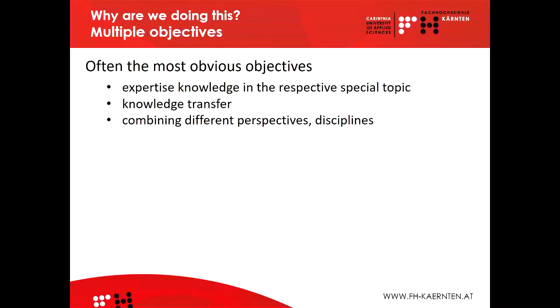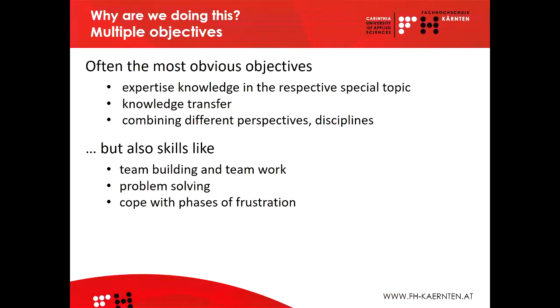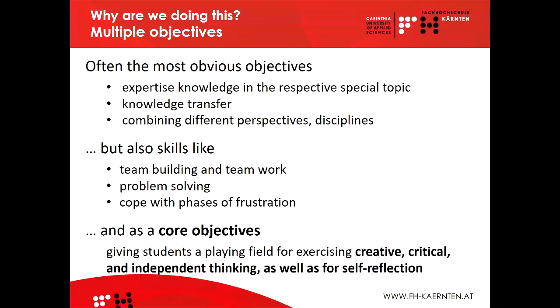So these are the four elements which are important for us, to give them a challenge and make them learn out of this challenge and what they have done. There are a lot of objectives, and I do not want to tell all of this to you. You have skills as well, which are trained here. A core objective, which you cannot achieve with a normal way of teaching, is giving students a playing field for exercising creative, independent, critical thinking. And that's something very important for us.